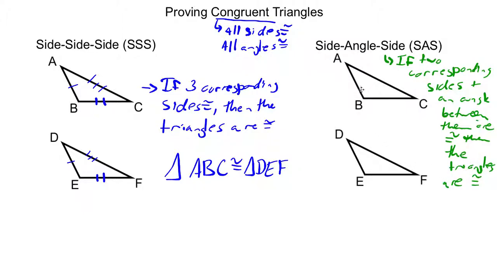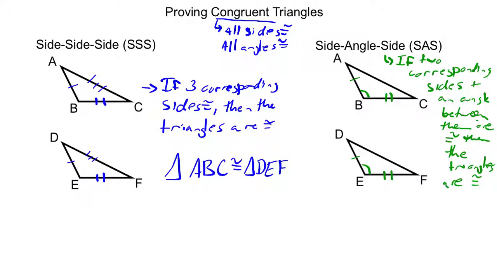So for example, let's say I have angle B is congruent to angle E, side DE is congruent to side AB, and side BC is congruent to side EF. Notice I have side is congruent, angle is congruent, side congruent. It has to be in that order.